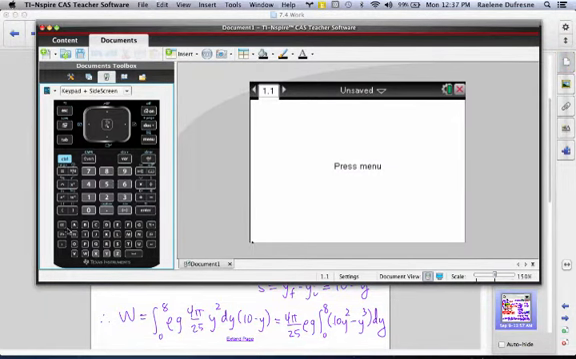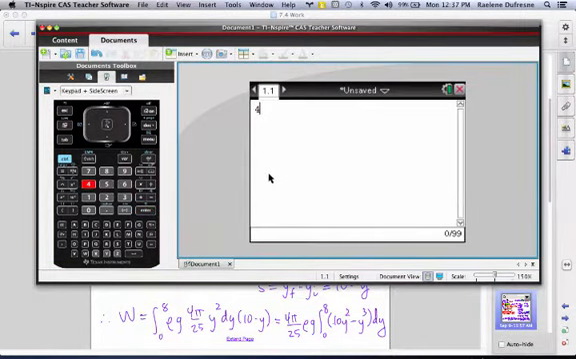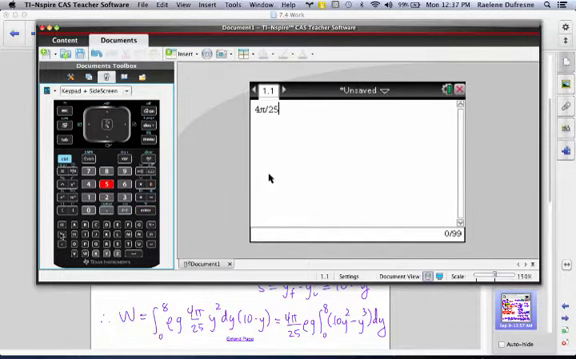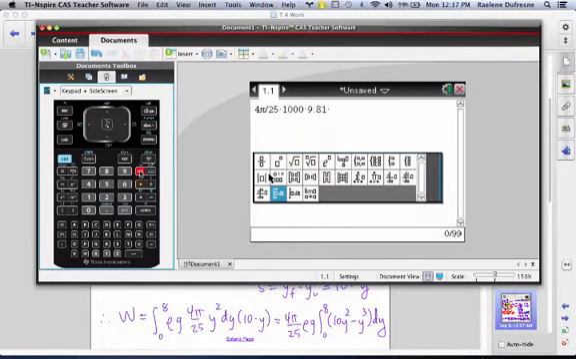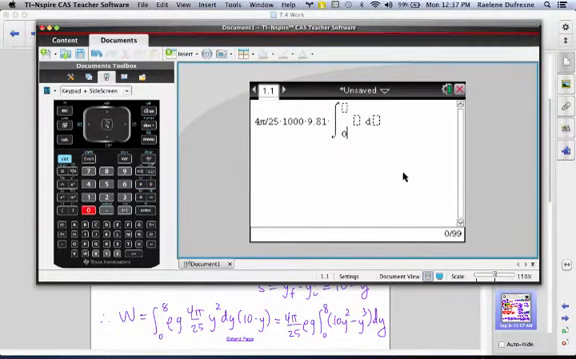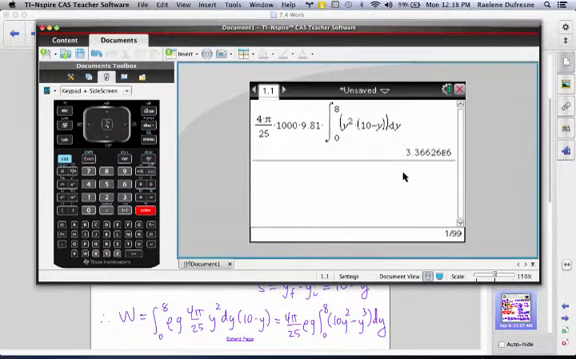So I'm going to type in 4 pi over 25 times rho, which is 1000, times g, which is approximately 9.8 or 9.81, times the definite integral from 0 to 8 of y squared times (10 minus y) integrated with respect to y. And we get an answer of 3.366 times 10 to the 6.